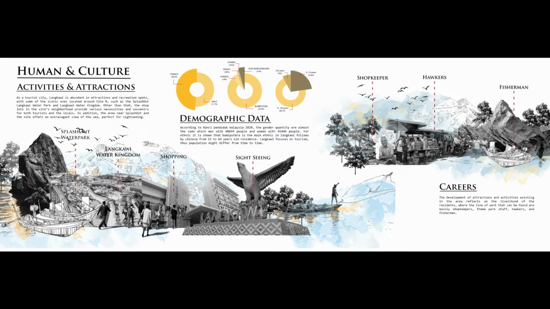For the demographic data, according to the Banci Penduduk 2020, for the gender percentage, males are 51.7%, more than females. For ethnic percentage, Bumiputera hold the highest percentage with 87.8%. For age percentage, mostly 15 to 64 years old live in this town.